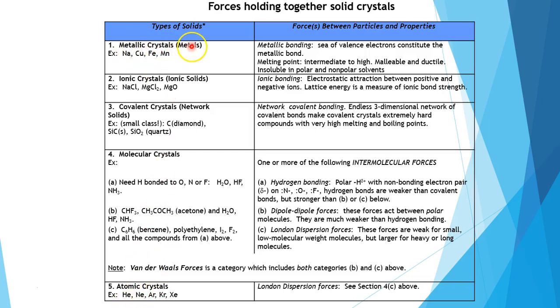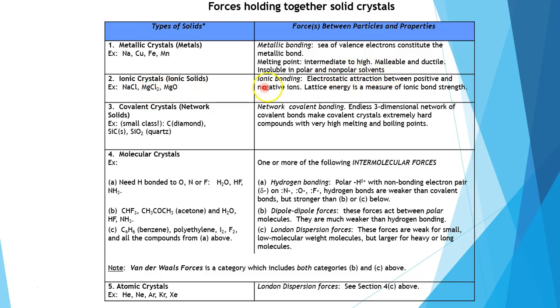In metallic crystals, the particles are metals. The examples are here: sodium, copper, iron, manganese. So what is the metallic bonding? It's the sea of valence electrons that constitutes the metallic bond. The positive ions are attracted to that sea of electrons. That affects the melting point. Metallic crystals have intermediate to high melting points, they're malleable and ductile, and they're insoluble in polar and non-polar solvents.